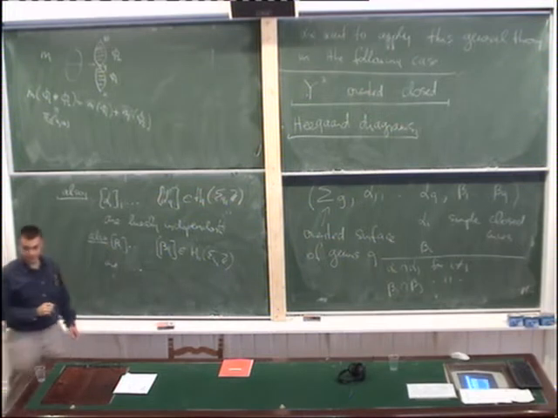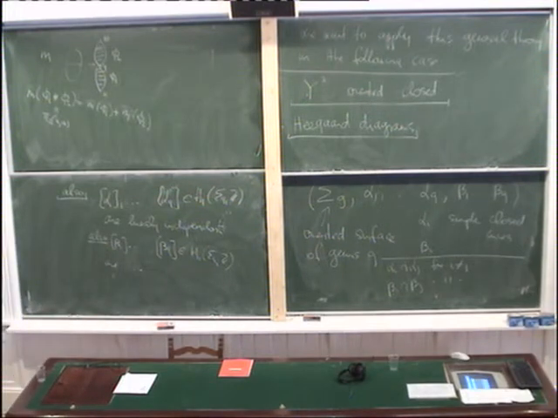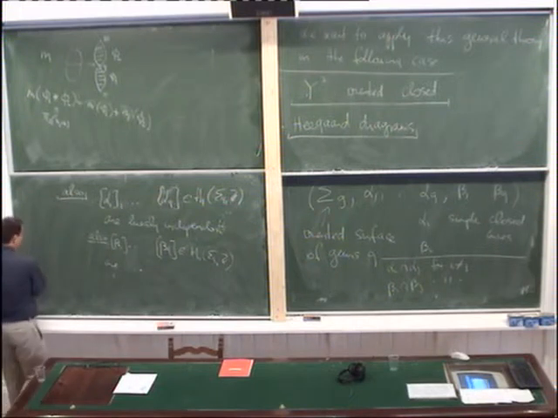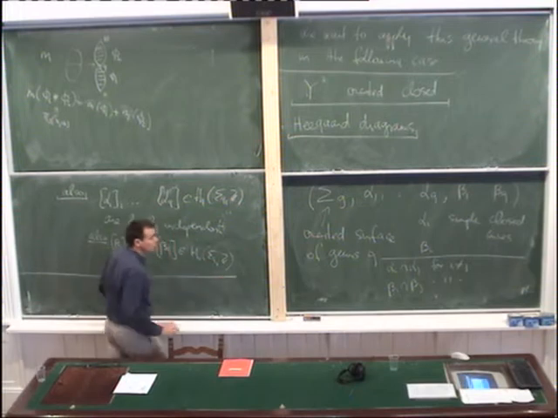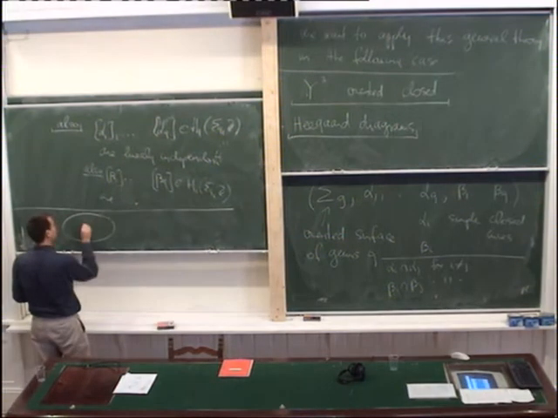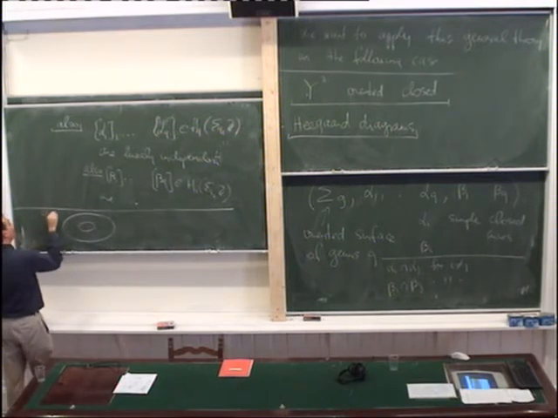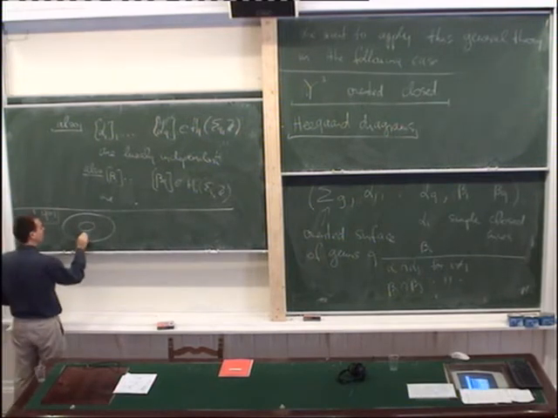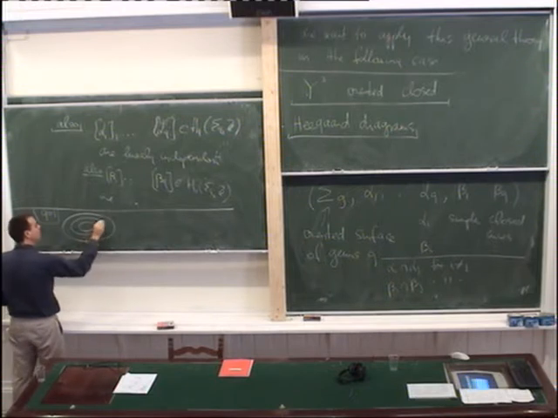Linearly independent. There could be relations between the alpha and the beta circles, a homological relation. We don't exclude that. Okay, so one example, G is equal to 1. This is alpha and this is beta.